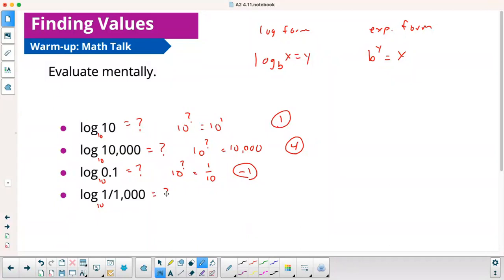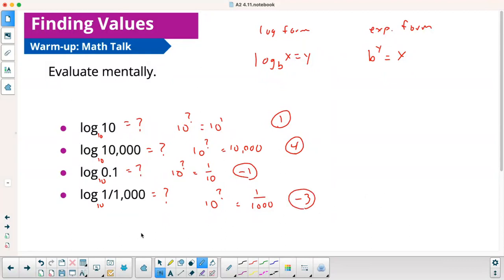And then the last one here, 10 to what power equals 1 over 1,000? Well, 10 to the third is 1,000. So 10 to the negative third would flip it and make it 1 over 1,000. So this one would be -3.